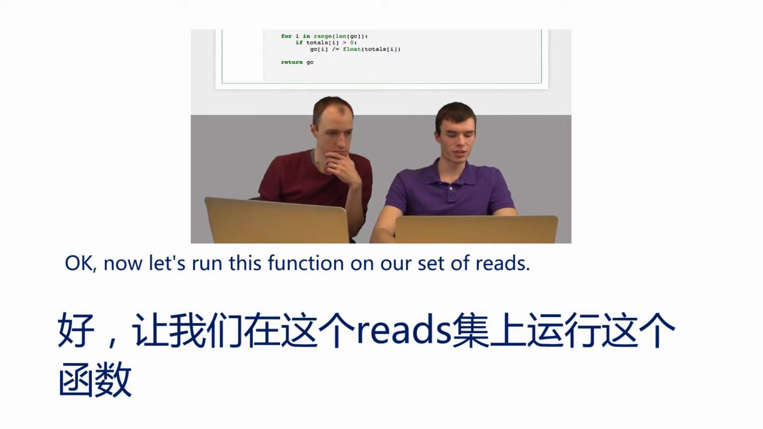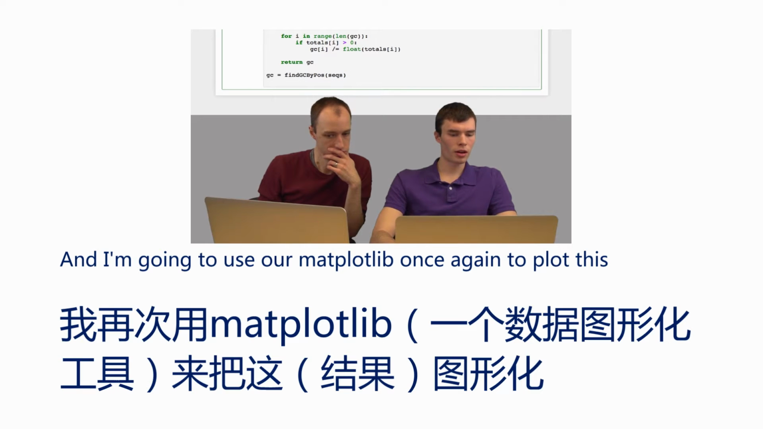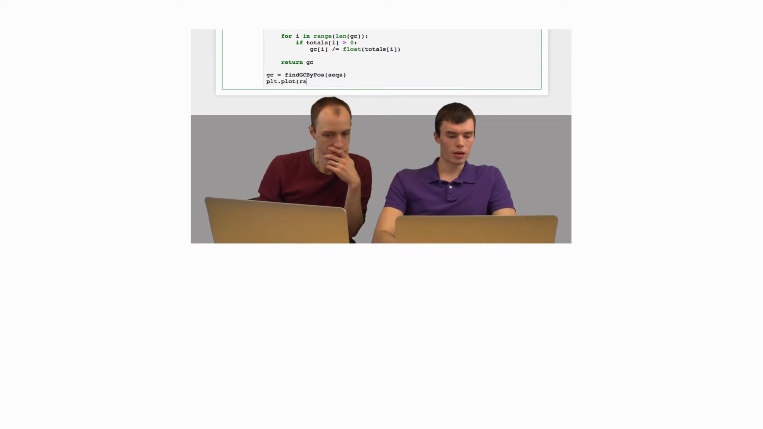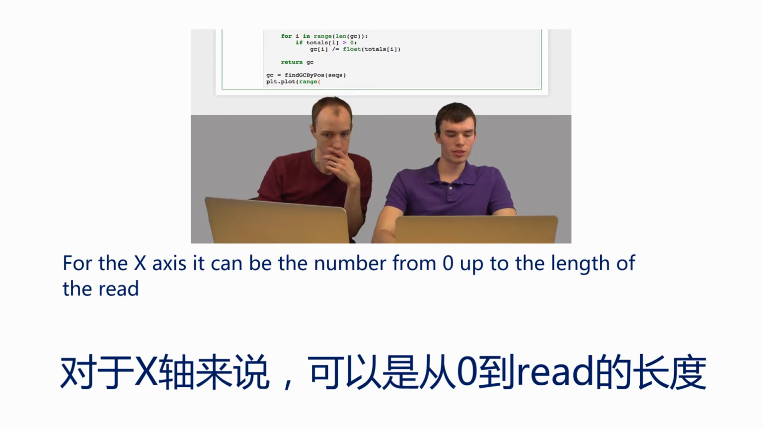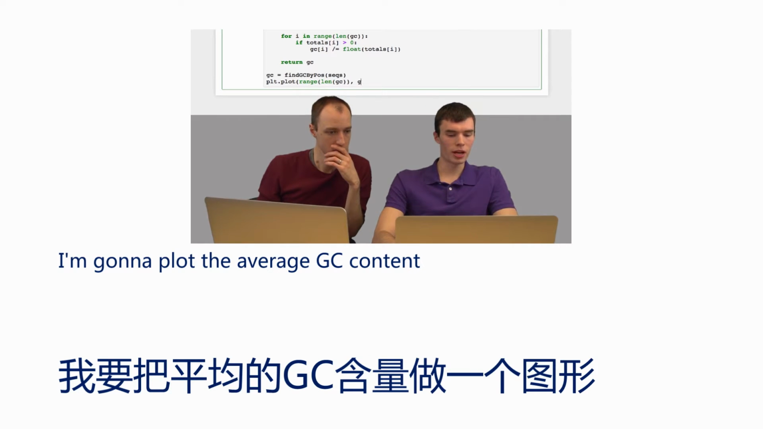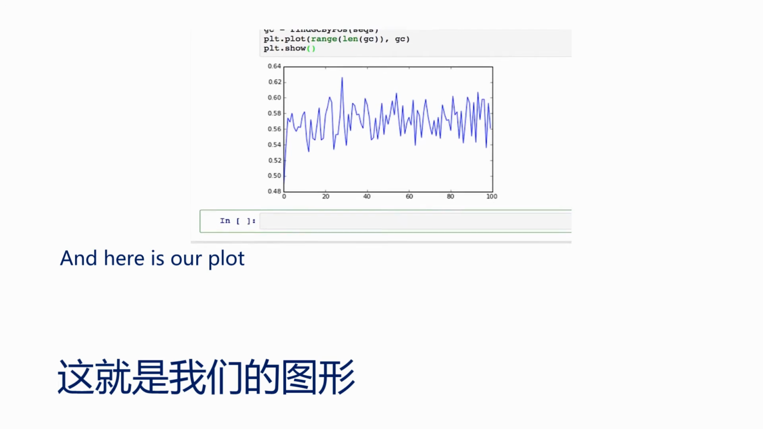Okay, now let's run this function on our set of reads. So find GC by position on our set of sequences. And I'm going to use matplotlib once again to plot this. In this case, I'm going to do a line plot. For the x values, I'm just going to do the numbers from 0 up to the length of the read, so those will be the indices in the sequence. I'm going to plot the average GC content. Then I have to do plot.show. And here's our plot.